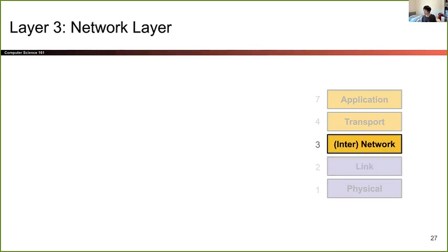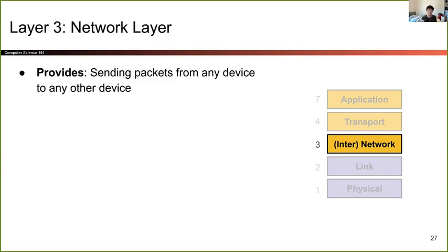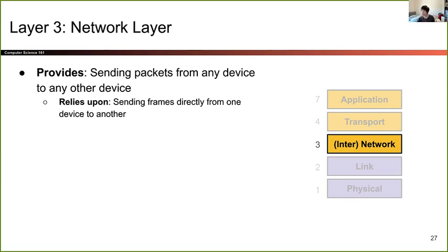So this is layer 3. It's called the network layer. It's really the internetwork layer, but we call it the network layer for reasons that I'm not entirely sure of. But this provides sending packets from any device on the internet to literally any other device on the internet. This is going to rely on what we built earlier, where we can send frames directly from one computer in our network to another computer in our network. And when we want to send messages, we're going to put them into groups of bits, and we call these packets. Whereas layer 2 works in terms of frames for its bits, layer 3 works in terms of packets.